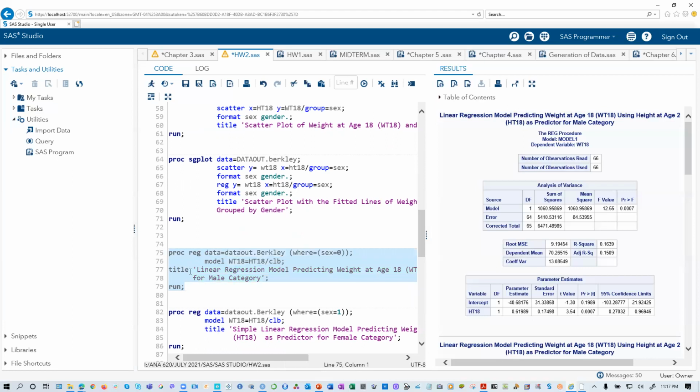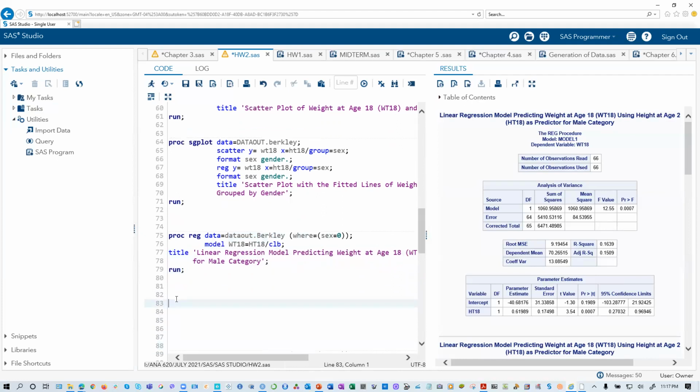Okay, hold on. This one I'm gonna copy. Let's put this one here. Remove that whole where statement. The whole thing. And then under CLB, on the next line, you can add by sex and then semicolon.